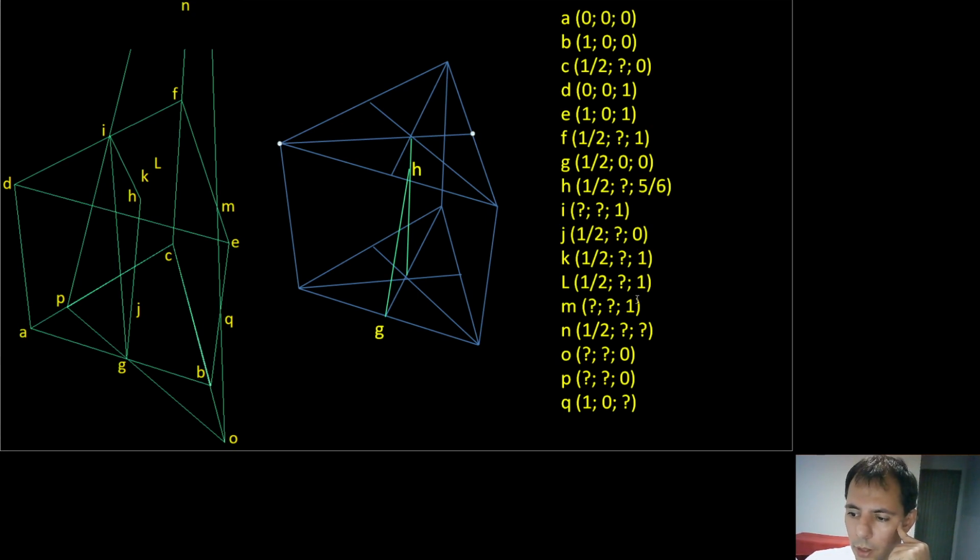Okay, M. You see, if you go from G to H, and then you go to L, eventually you're going to keep going, and way up there you're going to hit the point N. The point N is immediately on top of this point F in here.